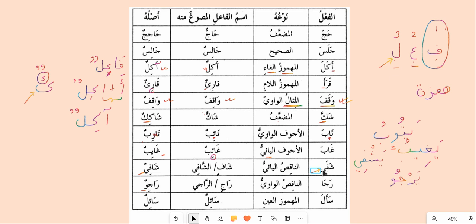And if the last letter is a weak letter, for example yashfi, if it changes to ya, it's called naqis. So the verbs which have a weak letter at the end have the name naqis. If it changes to ya in the present tense, it will be naqis al-ya'i. And if it changes to waw, for example yarju, it will be called naqis al-wawi. That's how they get their names, and you will find this table at the end of the lesson in the book.